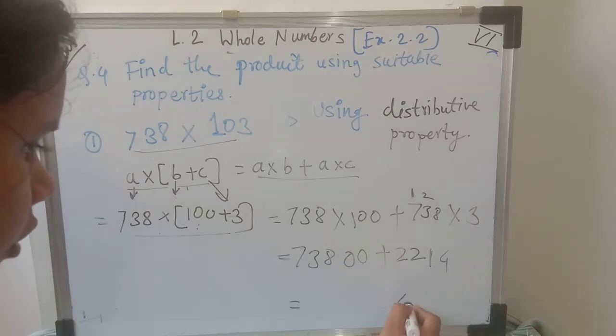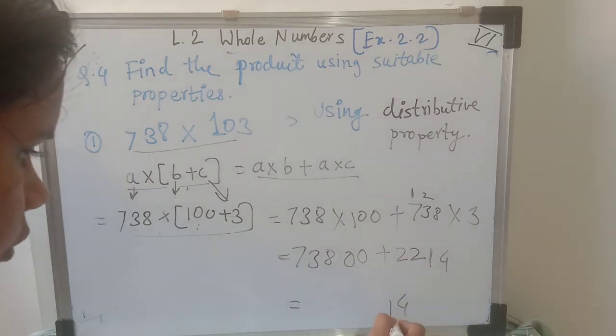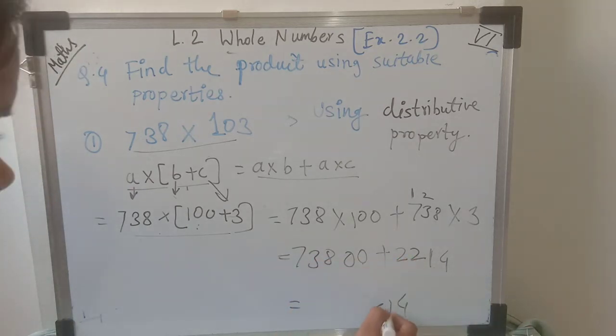0 plus 4, 4, 0 plus 1, 1, 8 plus 2, 10, 1 will come here. Okay, so 3 plus 1, 4, 4 plus 2, 6, and 7 as it is. So we got the answer, that is 76,014.